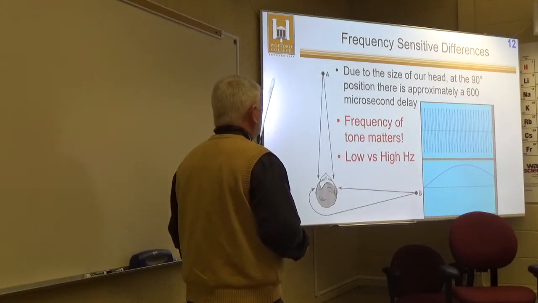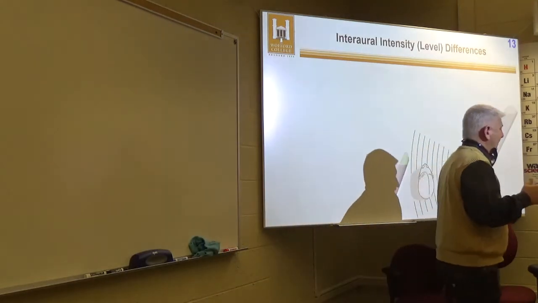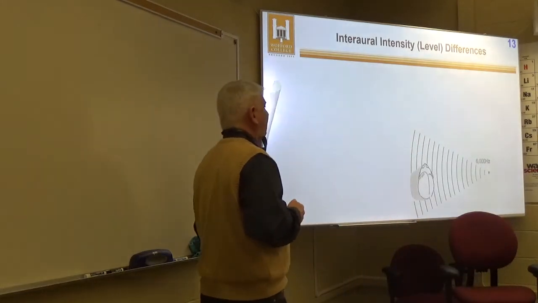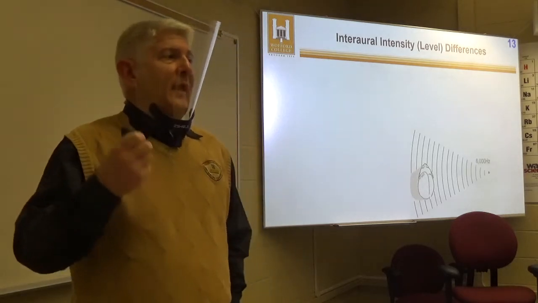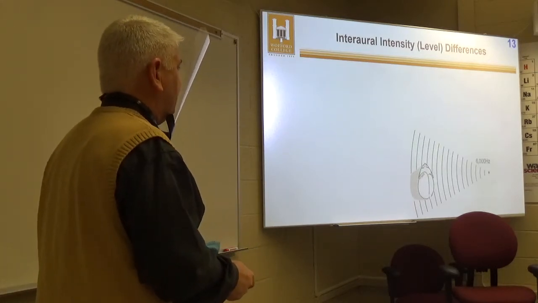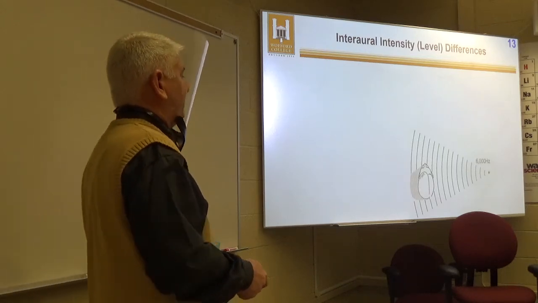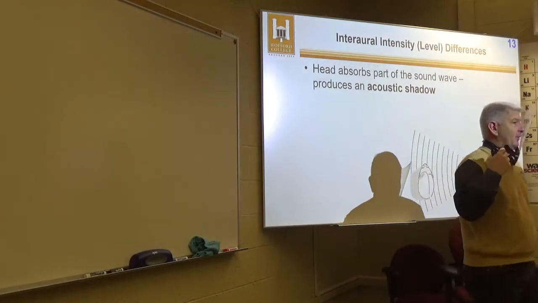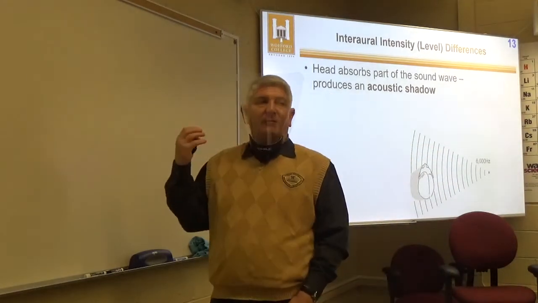And so, because of this, there are two different characteristics that happen. One is called phase differences, and one is called intensity differences. So in terms of intensity, for high frequency sounds, the head creates an acoustic shadow, if you will. It absorbs some of the sound waves. And so the sound reaching our second ear for high frequency sounds is slightly less intense than the sound reaching the first ear.